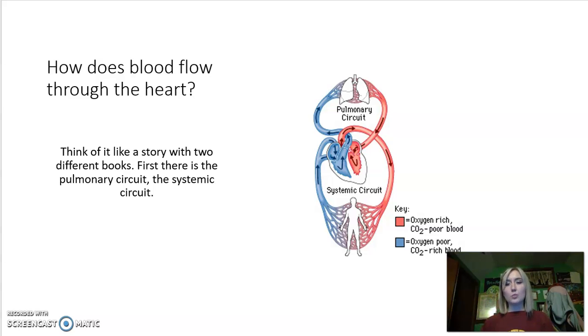So how do we start with this? Well, the pulmonary circuit is blood that needs oxygen. The heart will pump blood into the lungs to pick up oxygen, and then that same blood will go to the systemic circuit to be pumped throughout the body.